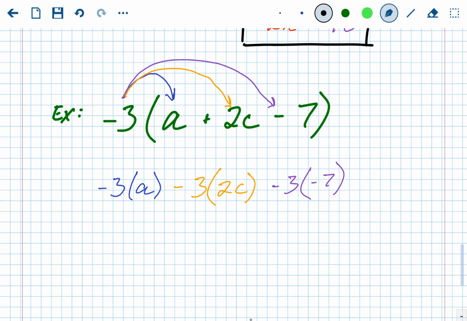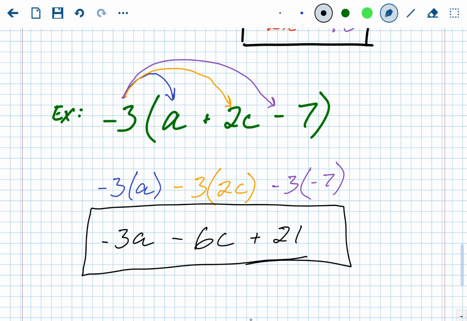Now we'll just simplify it. -3 times a is -3a, like we said. -3 times 2c, you won't multiply numbers with numbers and variables with variables. So you do -3 times 2, which is -6c. And then -3 times -7, positive 21. Alright, so those are the big 3 properties, which we're going to be using a lot of in the future.